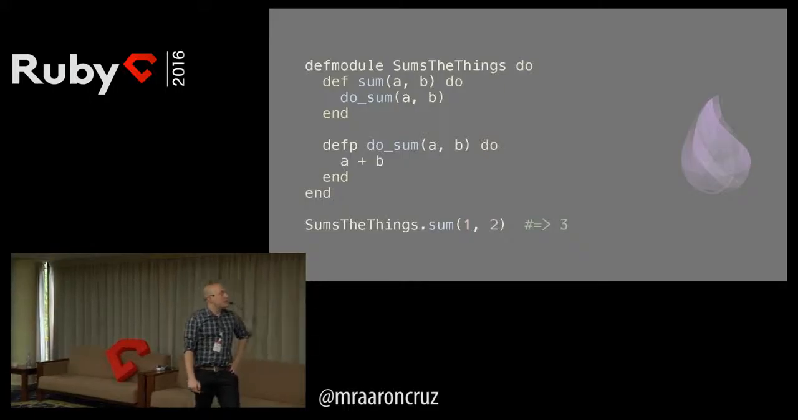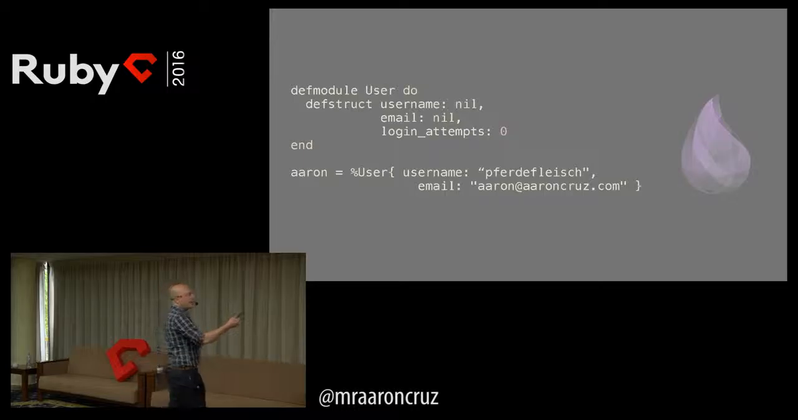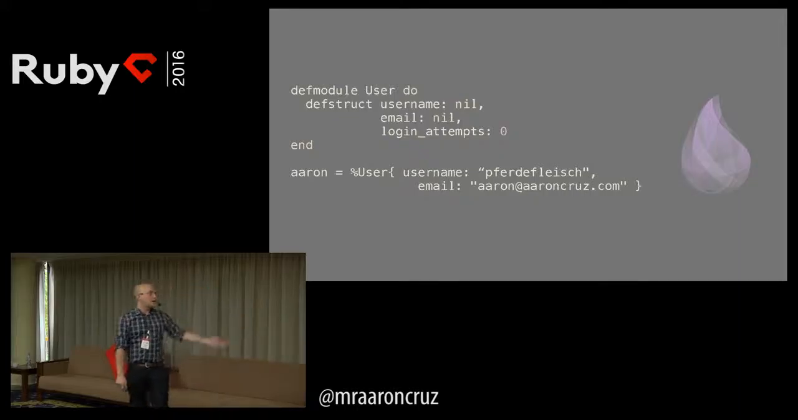So this is a module that has functions on it, and it's pretty straightforward. It looks like Ruby, but there's a do. So Ruby do something. Here we're creating kind of a data object, a struct. It has a username, an email, login attempts, and default values, and that's how you create one at the bottom.